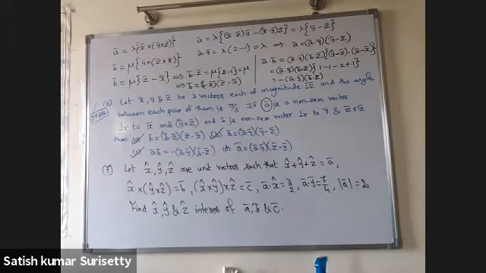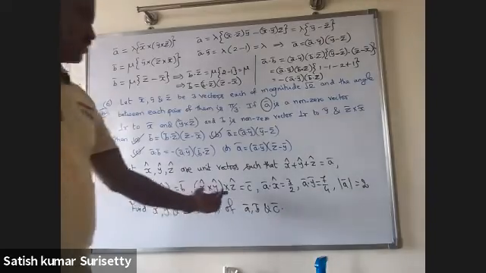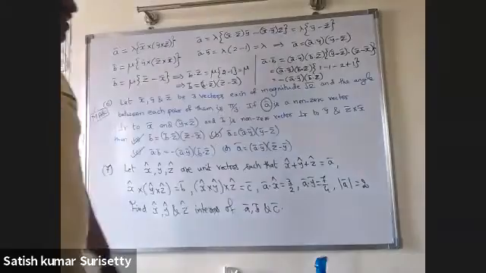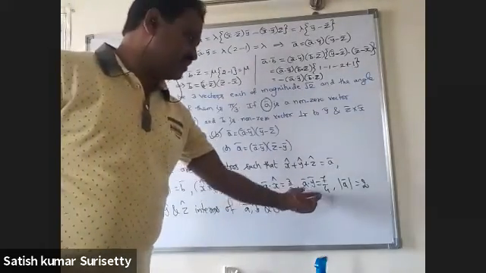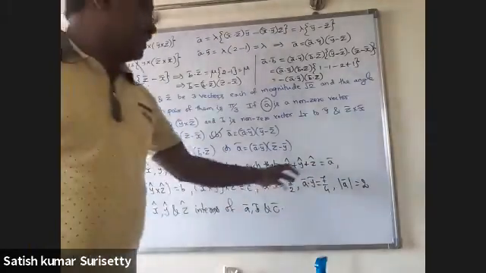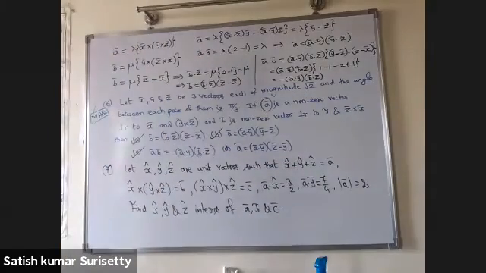So here you expand the vector triple product. Either you take modulus on both sides and expand, because A dot X you know, A dot Y you know. Take dot product with X on both sides, dot product with Y on both sides, and simplify.